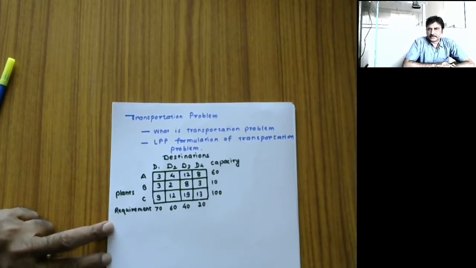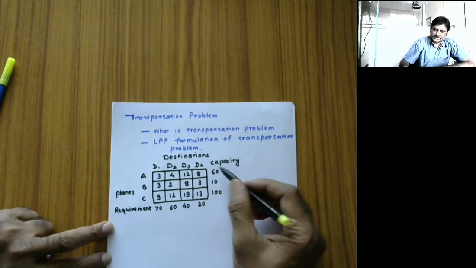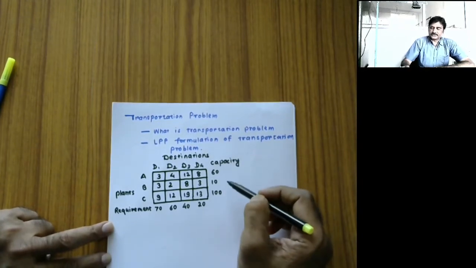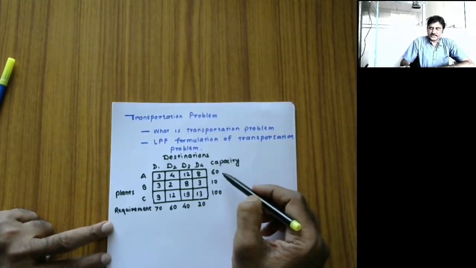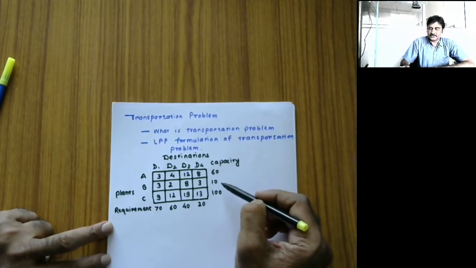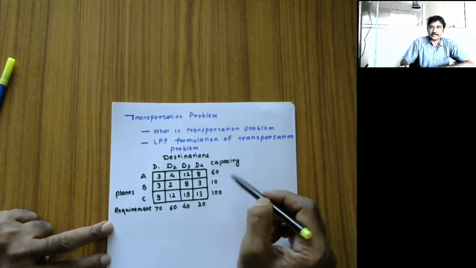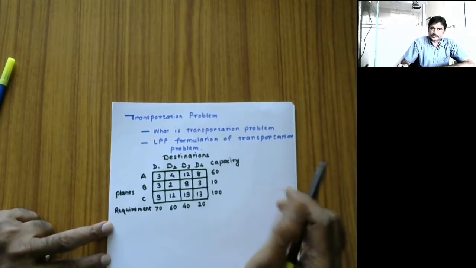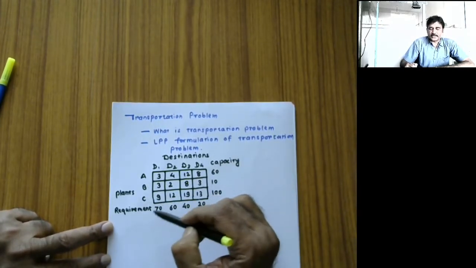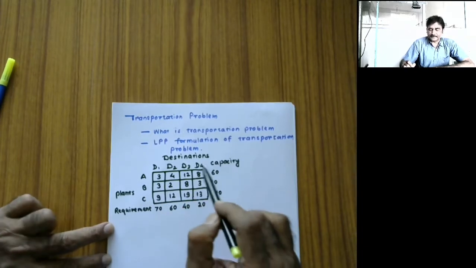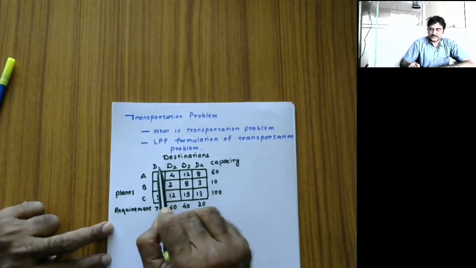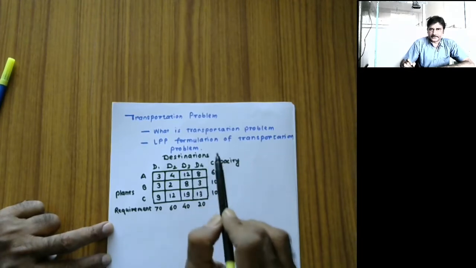Suppose there is a company which has various plants where a certain product is produced. For example, here there are three plants of the company, A, B, C. They have certain capacity, like in this example, the capacity for plant A is 60, plant B is 10, and plant C is 100. There are various destinations which will be requiring the product produced at plants A, B, and C. Say those destinations are D1, D2, D3, and D4.